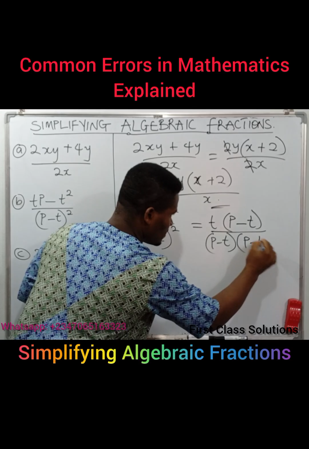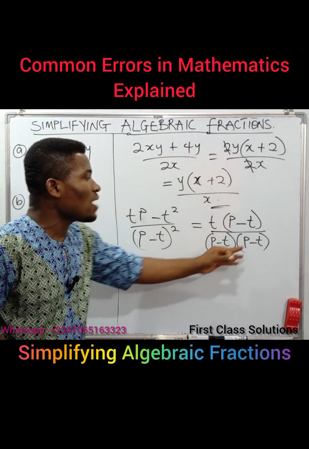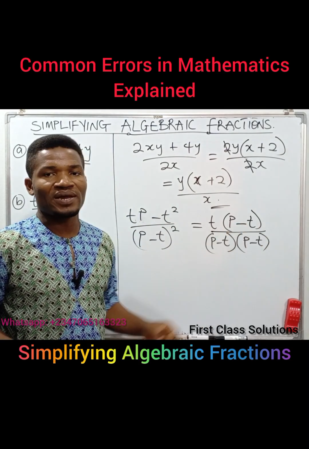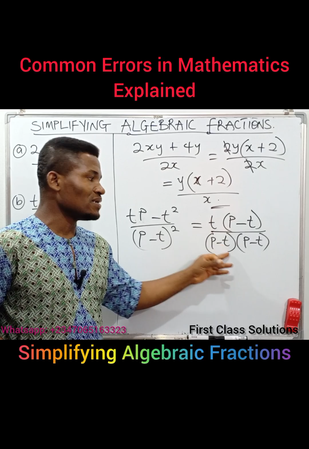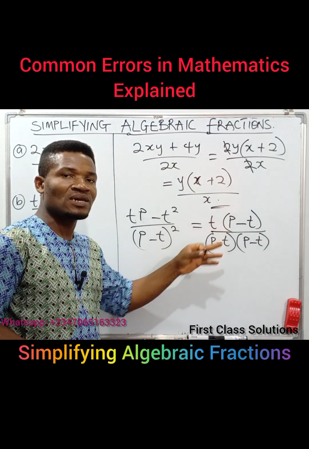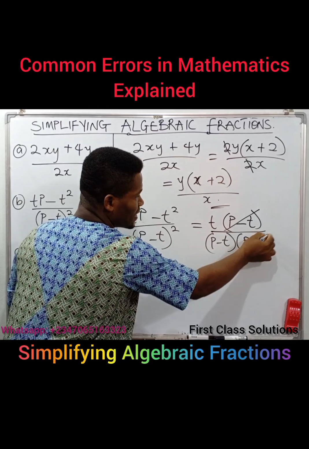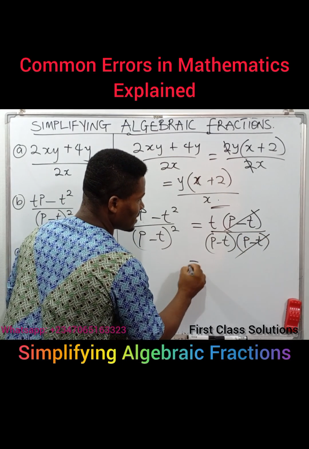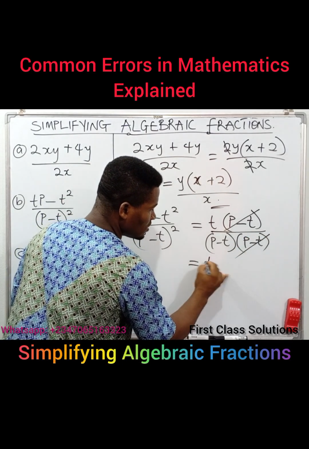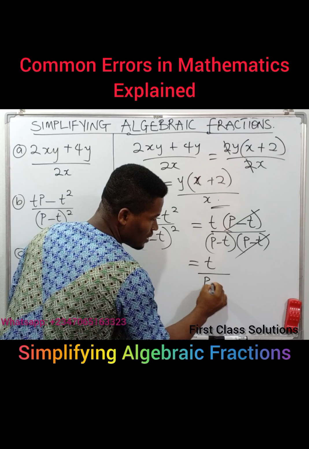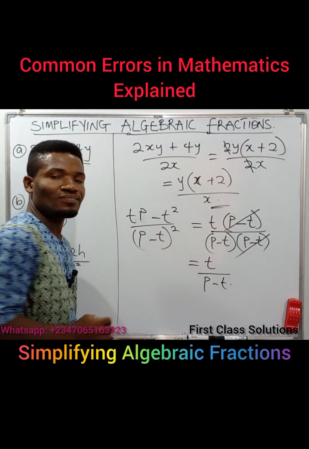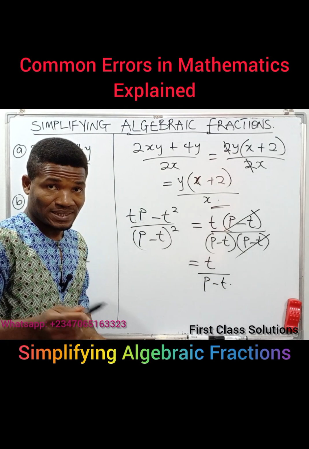P minus c. This is now when p minus c will cancel p minus c, because this is timesing this and this is timesing this. Because of that times, you now have to what? Cancel. So we have p minus c cancels p minus c, and our final answer there becomes what? C all over what? P minus c. As simple as it sounds, right?